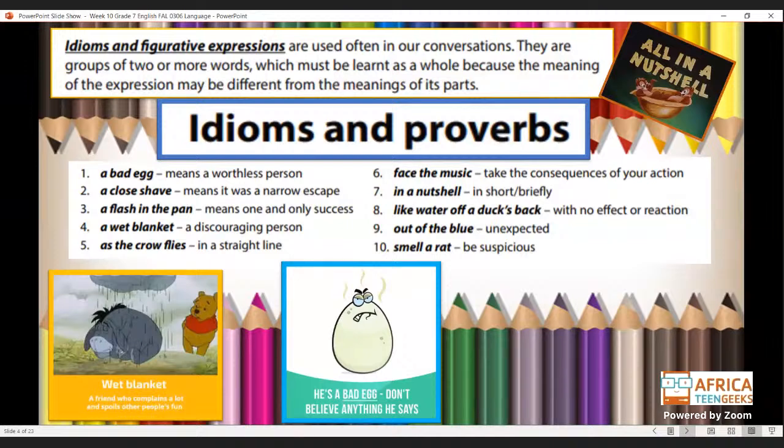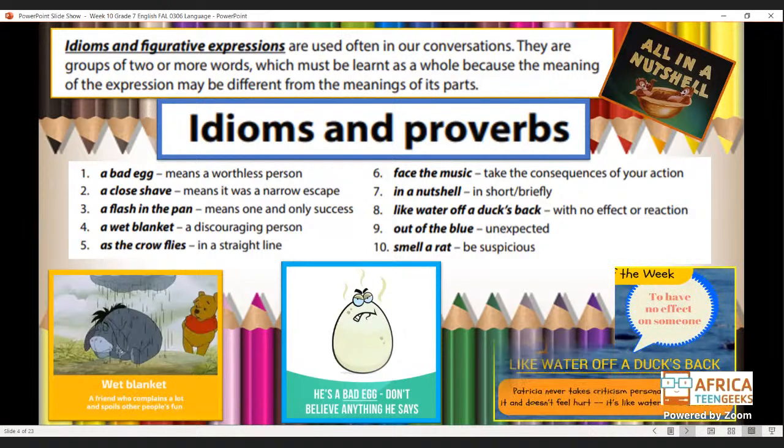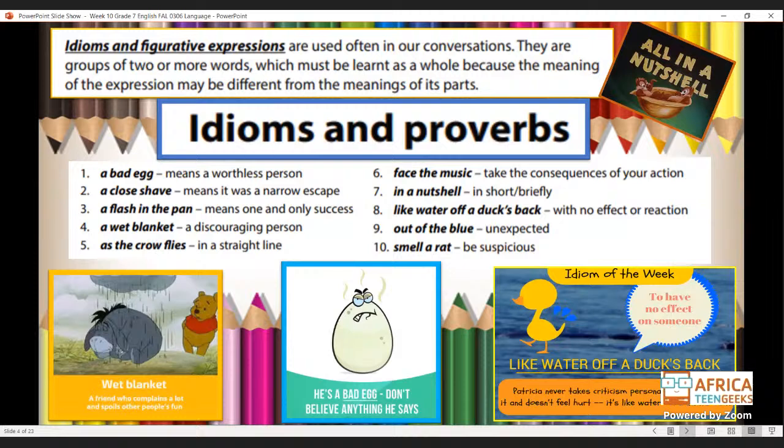Like water off a duck's back. Now, this one you will have heard definitely quite often. Okay, I am a teacher and you are learners, so I'm just going to use this.